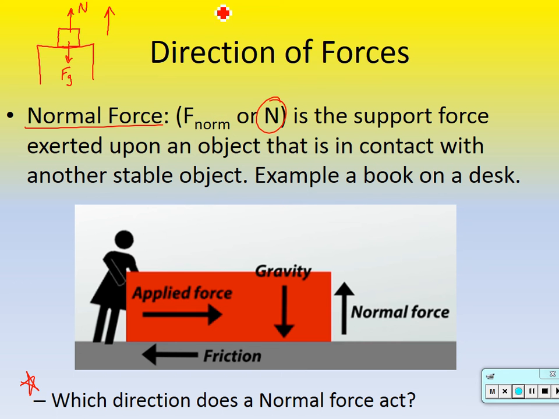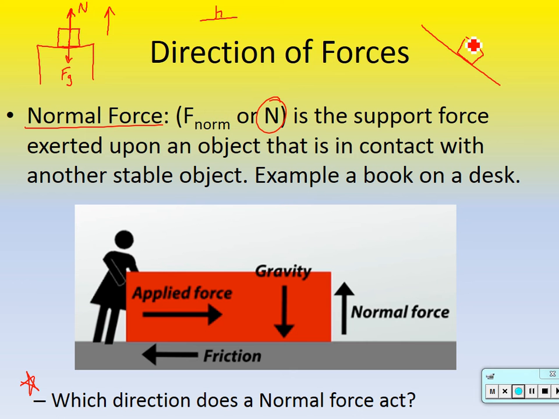This is the sign for perpendicular. Okay? It forms a 90-degree angle right here. That's what perpendicular means. So in this case, perpendicular to the desk is straight up. But what if that book was on a surface that had an angle?